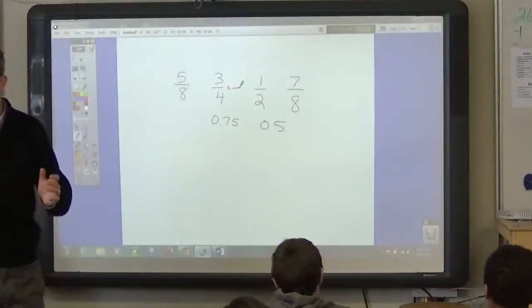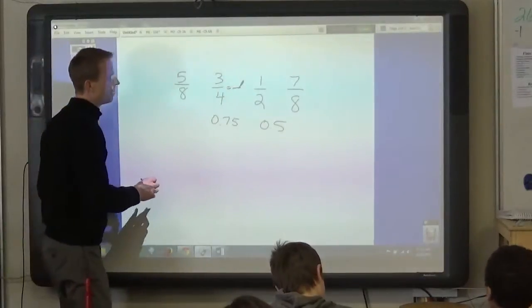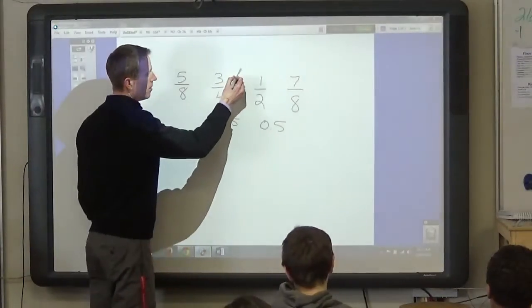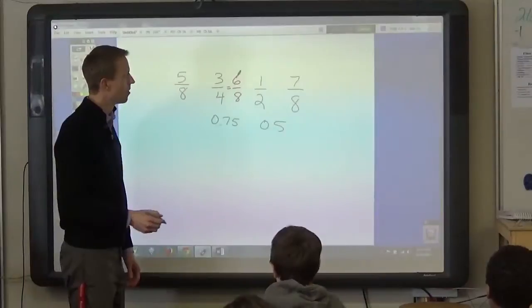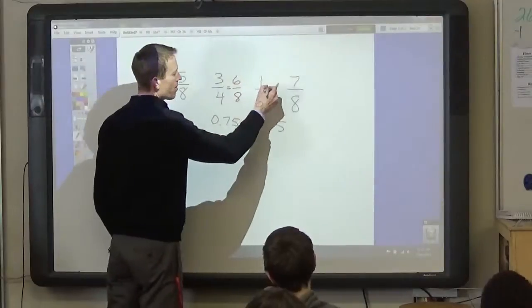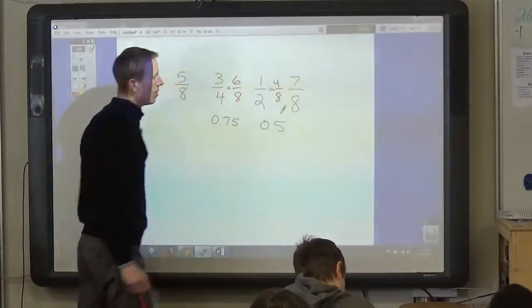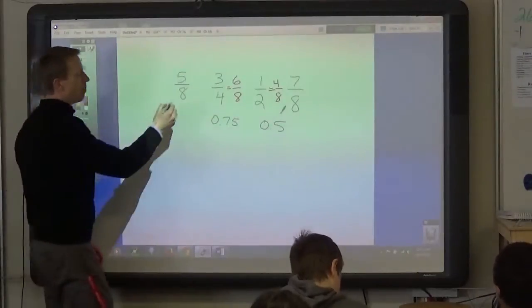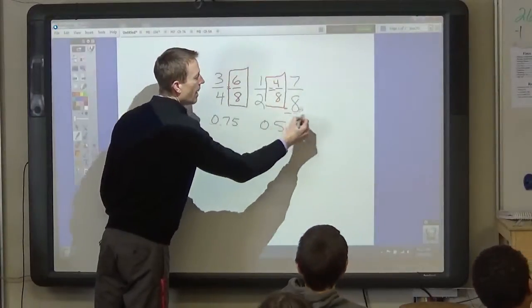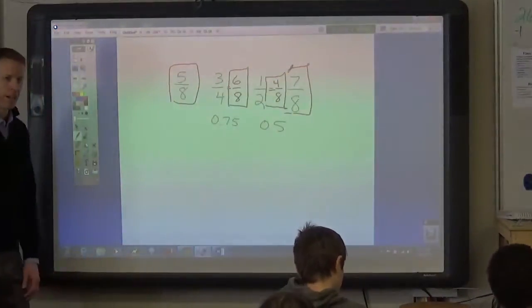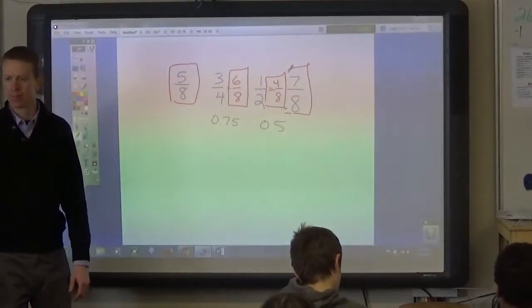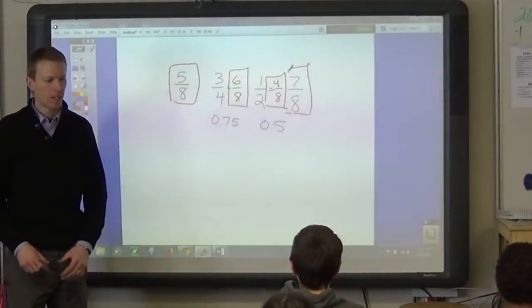What is a common multiple of these? Caleb? 8. So 3/4 is equal to what? 6/8. Yep. And 1/2 is equal to 4/8. So now we can compare them because they're in the same form. They're all in 8s. Okay? When you have them all in the same form, then it's easy to put them in order. All right? Any questions on that?